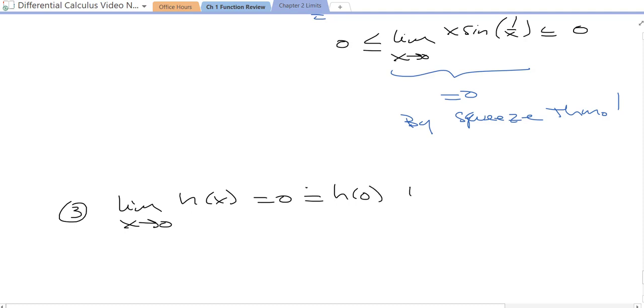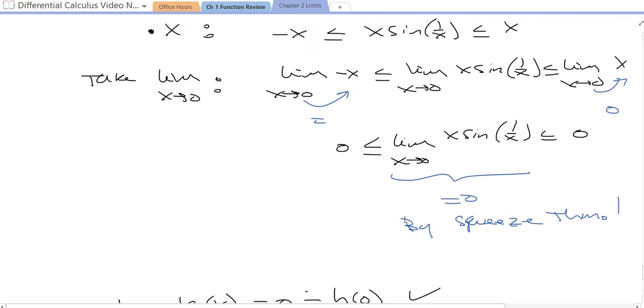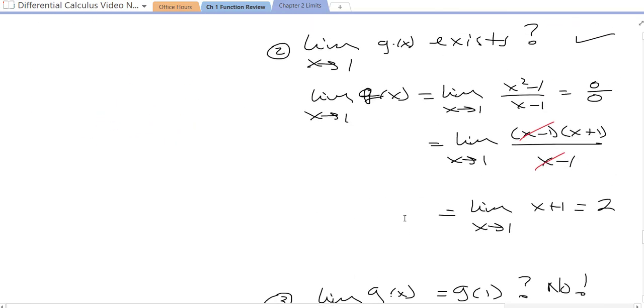So what can I say? Therefore, h of x is continuous at x equals 0. Pretty cool, right? So this one met all the 3 conditions. So now let's look at D.